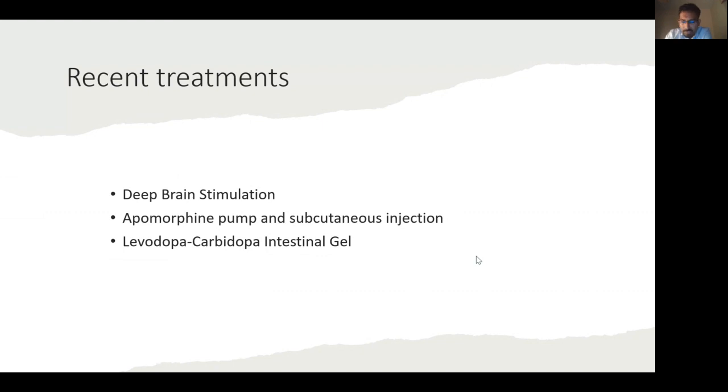And levodopa-carbidopa intestinal gel is a new addition. It's the same drug, but they use a device that delivers it directly to the intestine through a stoma on the tummy. It's just more helpful in maintaining a persistent level of levodopa in the blood rather than with tablets.